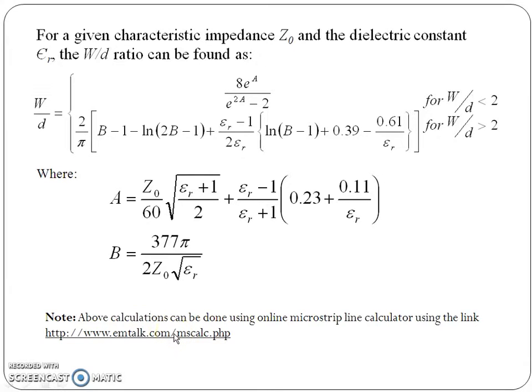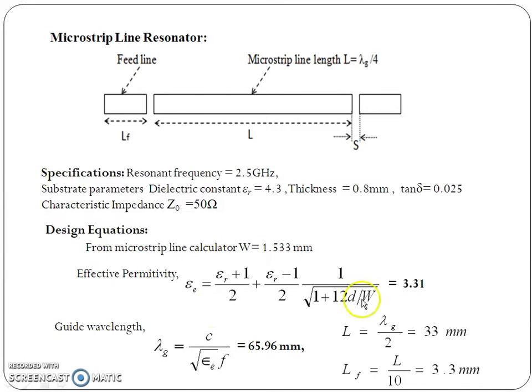So once we calculate what W by D is, we substitute the value of W by D in the effective permittivity equation, and we get to know what the effective permittivity is. Then substitute the value of epsilon E here and get to know what the guided wavelength is. After knowing the guided wavelength, we can substitute the value here and know what the length of the microstrip line is going to be.